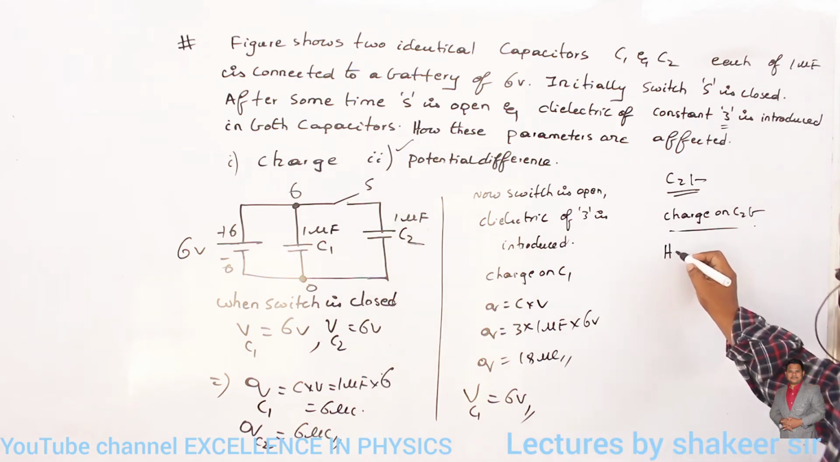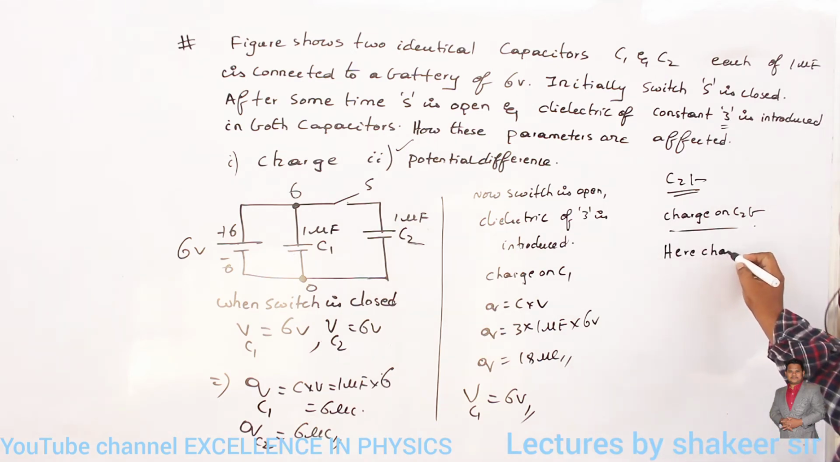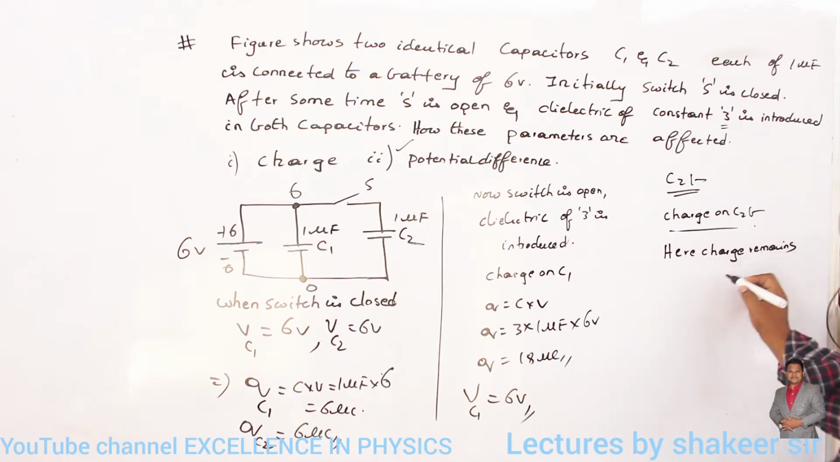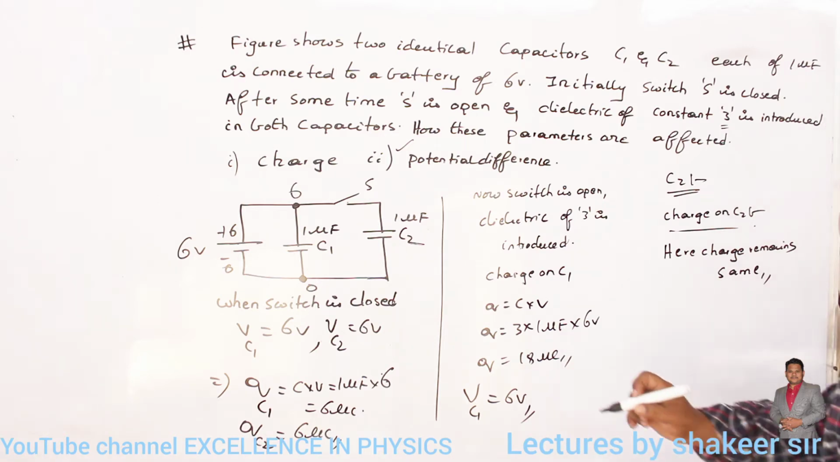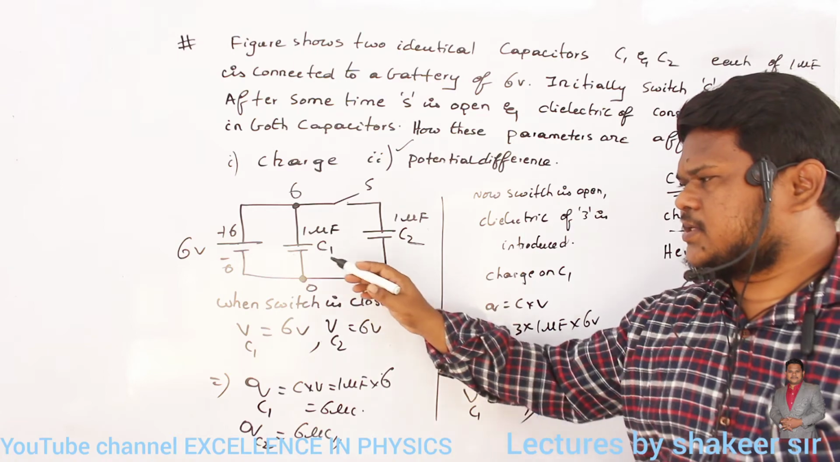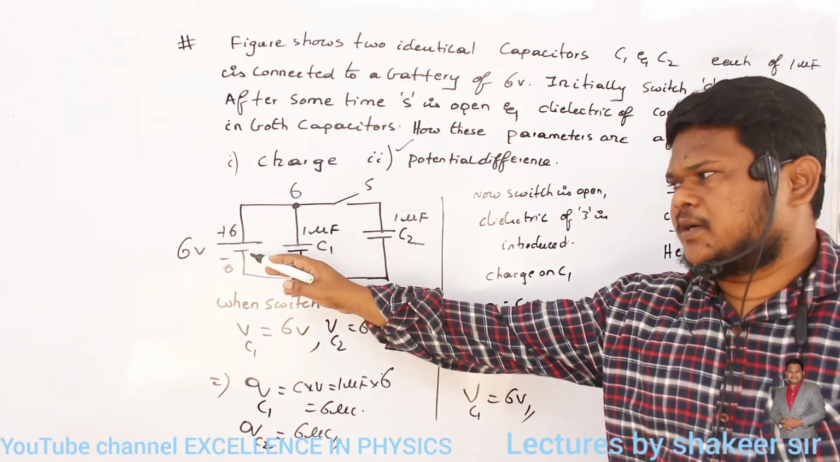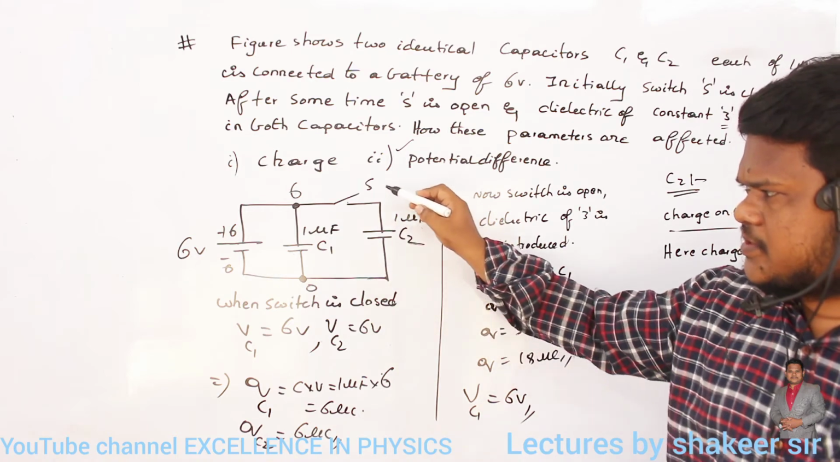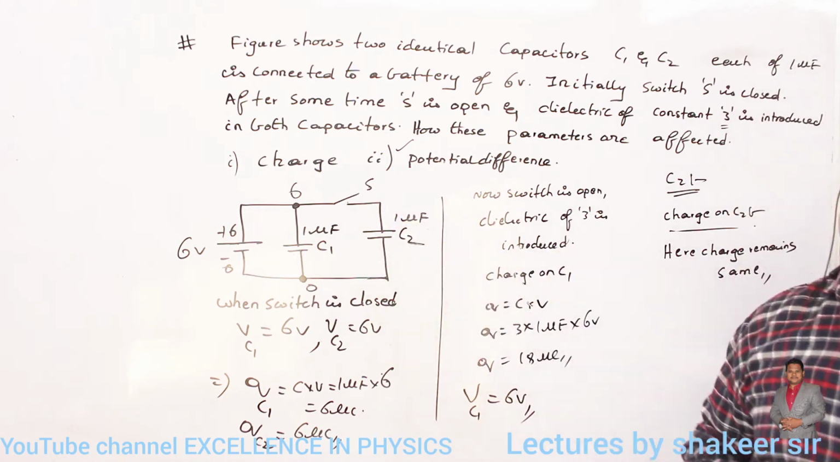So here charge remains the same. Okay? Why does the charge remain the same? Because when this switch is open, this capacitor is losing contact with this battery. Now this second capacitor is present in an open circuit. It is not a closed circuit.